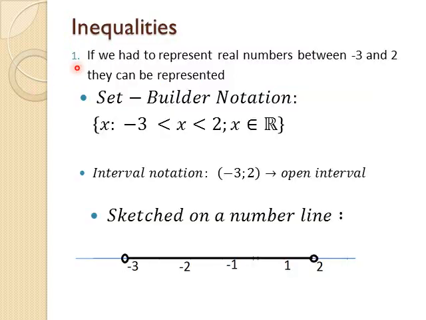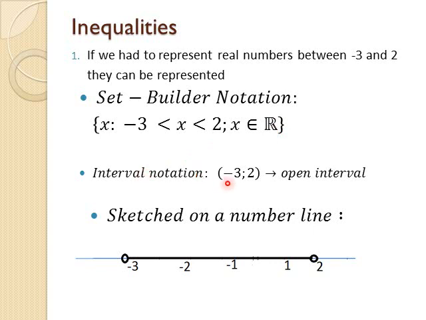Alright, so number 1, if we had to represent real numbers between minus 3 and 2, so real numbers, that is minus 2.99, 2.5, etc. But between, so minus 3 and 2 are not included. In set builder notation, curly brackets or braces, x must be bigger than minus 3, meaning minus 2, minus 1, and must be less than 2, so it's 1, 0, etc. They said real numbers, so x is an element of real numbers.